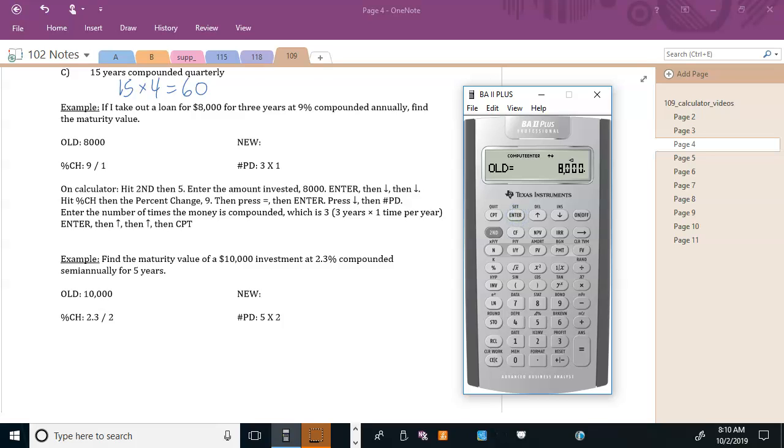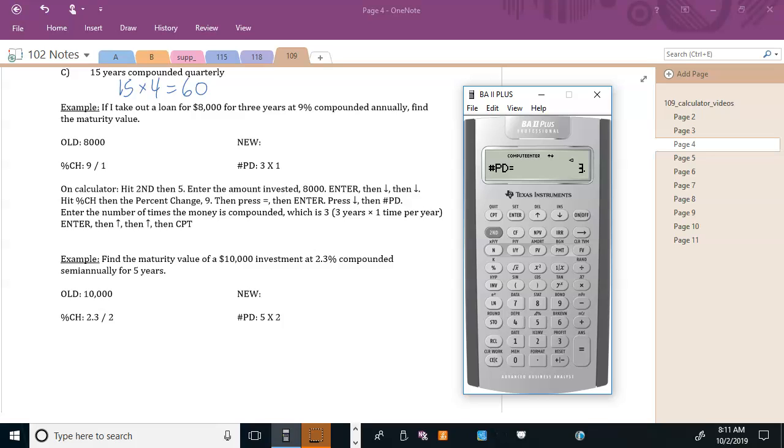You'll notice that triangle appears. That means the calculator has saved that value. Now I'm going to go past new for the moment and go down to that %CH. So again, that is the interest rate divided by the number of compounding periods. So here, 9 divided by 1, which is 9. And again, I hit enter to save it. Let's go down one more to #PD. So again, #PD was the number of years times the number of compounding periods. So 3 times 1, which is 3. And once again, hit enter to save that.